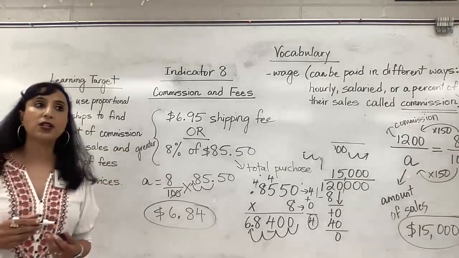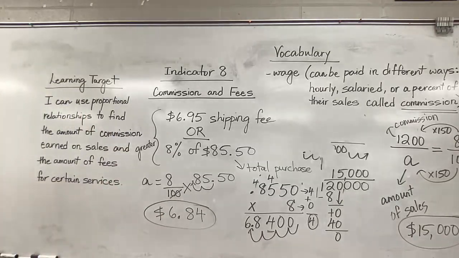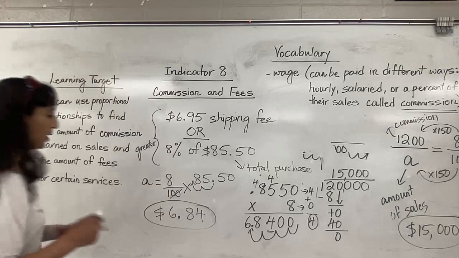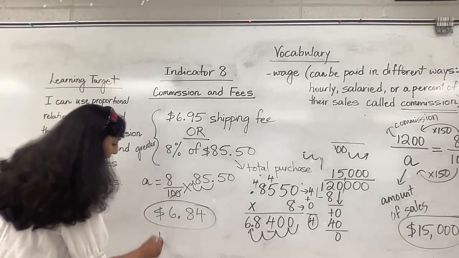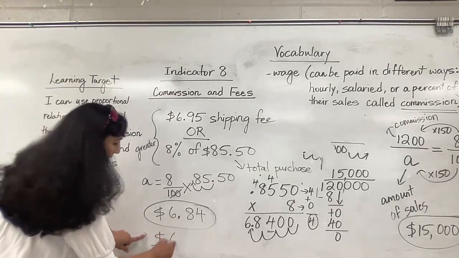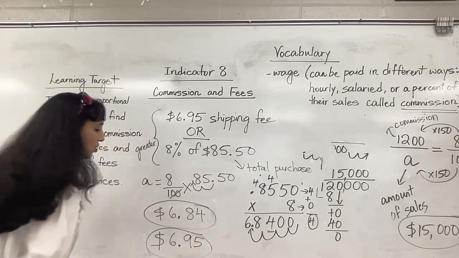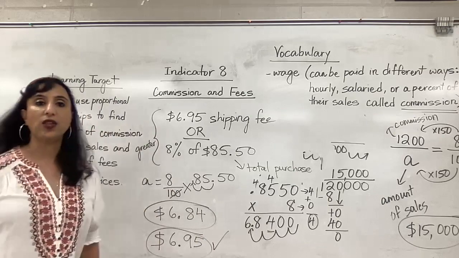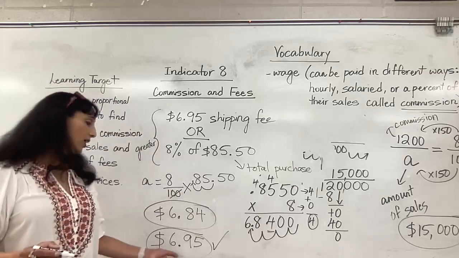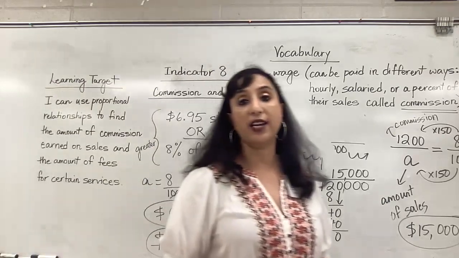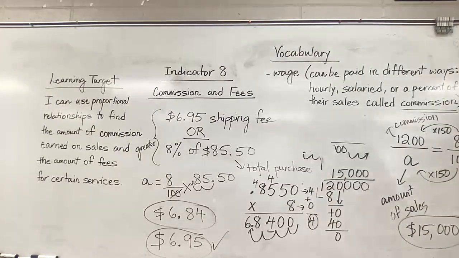But if you remember what the question was, it said that the retailer charges a $6.95 shipping fee or 8% of the total purchase, whichever is greater. So if I look at $6.84, or I look at $6.95, out of these two, which is greater? This one. So therefore, the retailer is charging $6.95 for this problem.